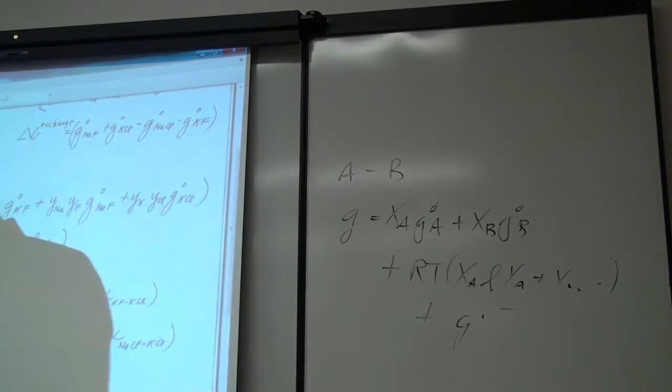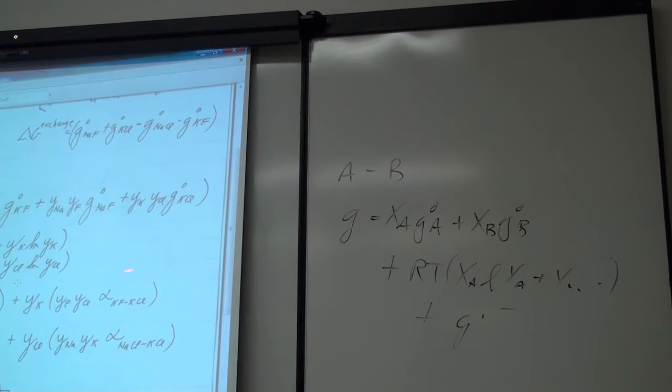Okay, how do we do it here in the two sublattice system? Let's start with the configurational entropy. Now in the configurational entropy we have two sublattices.